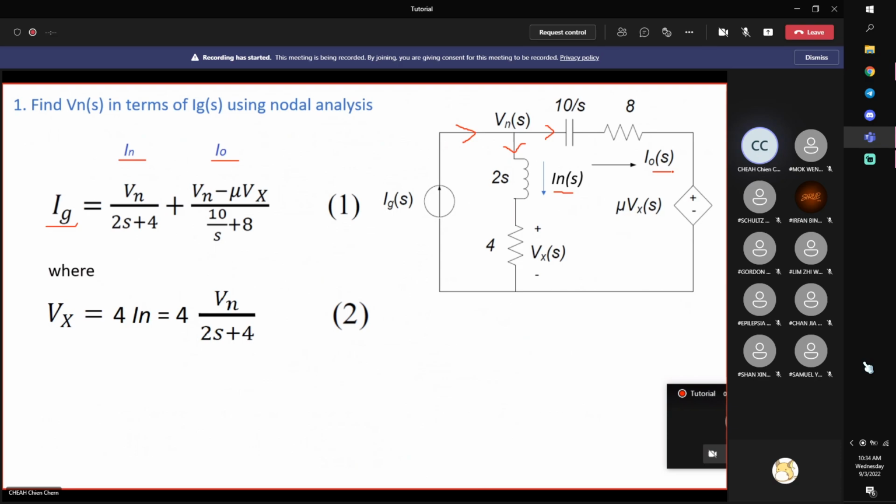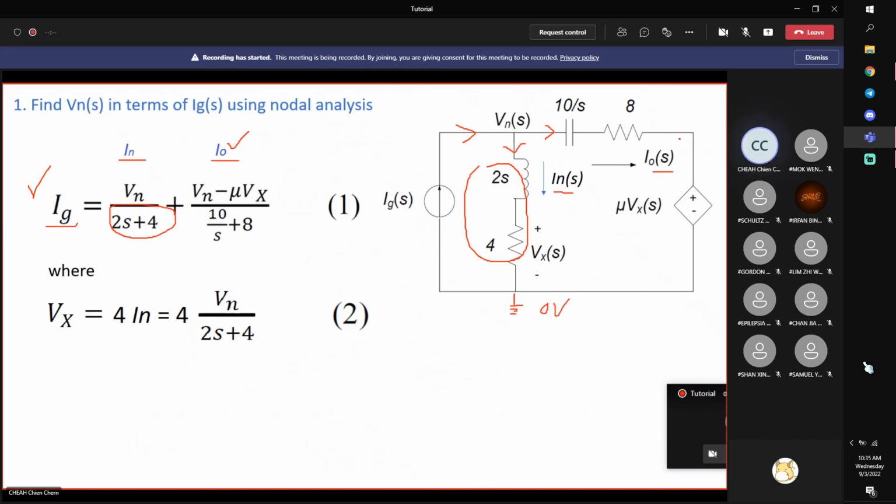I want to relate Io to Ig. Vn is an intermediate variable. Now, inflow is Ig. This current is known. And outflow is Vn divided by the series combination, 2s plus 4. Vn divided by the equivalent impedance, 2s plus 4, gives you the current flowing through the impedance to 0 volts.